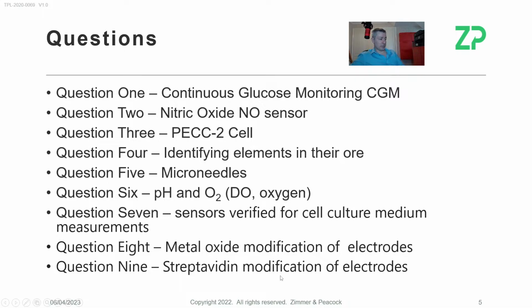Question number 9 here is Streptavidin, the modification of the electrode. But the reason I just noticed is that a question came in live. So if you want to change the voltage on Easy Flex, we can do that in the webinar next week. And I think we are discussing putting the code base into the public domain as well for Easy Flex. So that is an ongoing discussion at ZP.